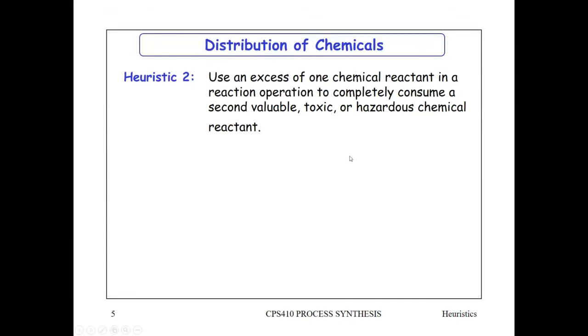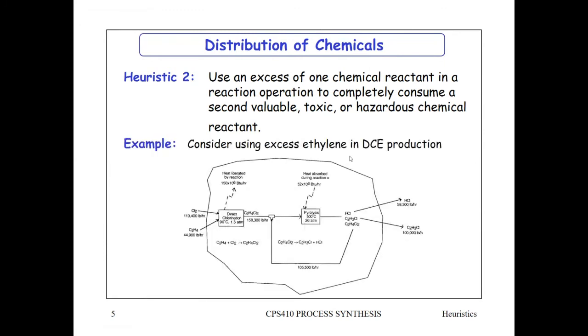So heuristic 2 is, let's consider using excess ethylene in DCE production. Here we said we need stoichiometric amounts in our example of vinyl chloride monomer production. We had stoichiometric amounts of chlorine and ethylene. Chlorine is more expensive, it's valuable, toxic, and hazardous. So consider using an excess of ethylene.